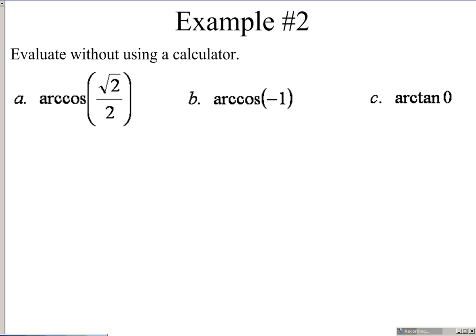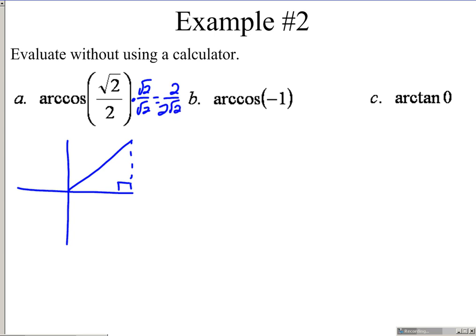Letter A here, arc cosine of root 2 over 2. Arc cosine, this is a positive value, so we know our triangle has to be here. If I go adjacent root 2 over hypotenuse 2, not a triangle you recognize, so we need to derationalize this. 2 over 2 root 2, which becomes 1 over root 2. Now if I go adjacent over hypotenuse, you should recognize this triangle as being 45 degrees, or pi over 4.